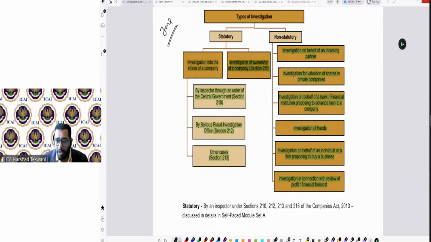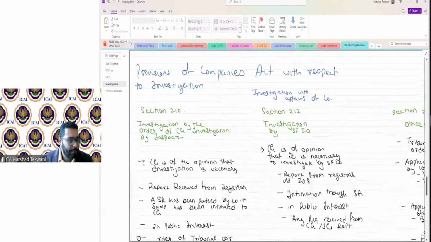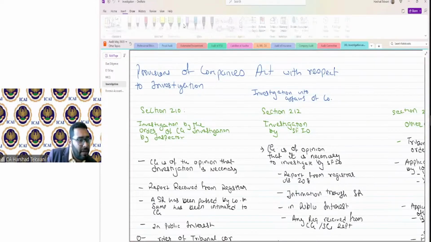Basically, under section 210, when the central government is of the opinion that it needs to check the background of the company, what the company is doing, what the business of the company is, and whether anything has been done prejudicial to the interest of the company, this investigation is performed. So you can say section 210 is investigation by order of the central government or by the inspector.